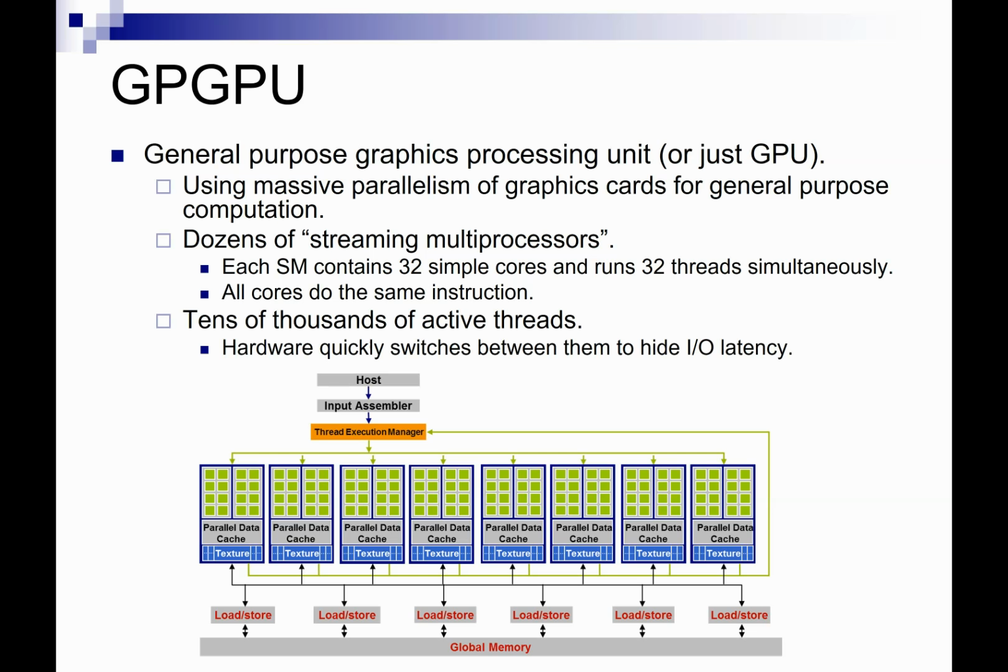Even though we only have a few thousand cores on GPUs, it's going to turn out that you can run tens of thousands of threads. Each core is actually running multiple threads. When we get to the GPU portion of the course, I'll talk about why this is needed to get good performance on the GPU.